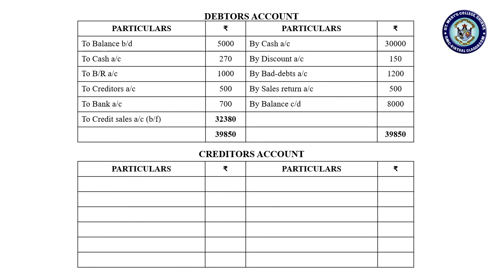Okay, now start with the opening balance. So creditor is a liability. So opening balance is always the credit balance. So write by balance brought down 4,000.